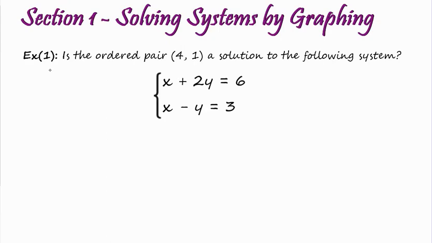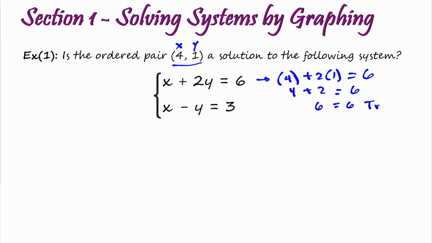Here's our first example, and it asks, is the ordered pair 4, 1 a solution to the following system? So as we stated previously, in order for a point to be a solution, it must result in a true statement once it is plugged in. So if we take 4 and plug it in for x, and we take 1 and plug it in for y, this first equation would become 4 plus 2 times 1 equals 6, which becomes 4 plus 2 equals 6, which becomes 6 equals 6, which is true.